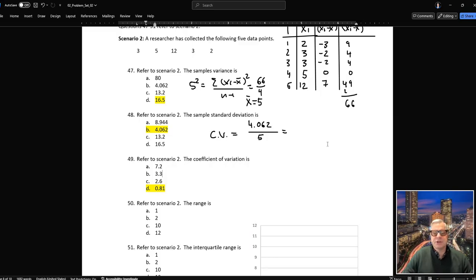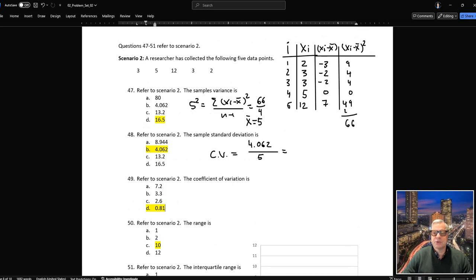The range is easy. That's the difference between the highest and the lowest value. So that is 12 minus 2, 10. Okay, so now the interquartile range. So now we need to get the 75th percentile. So that was 0.81. So now let's get the 75th percentile.